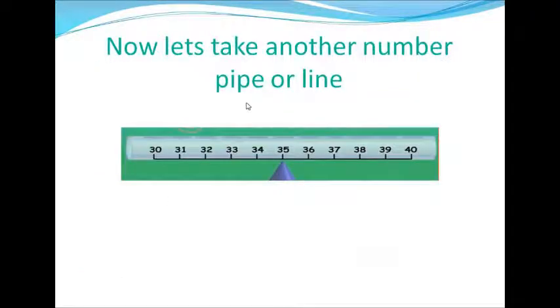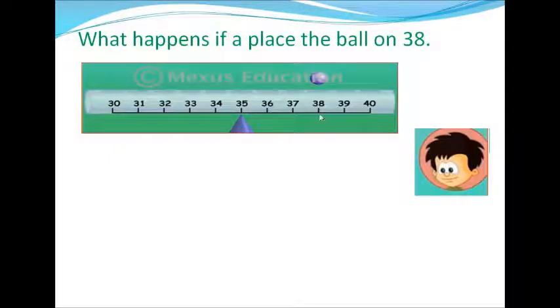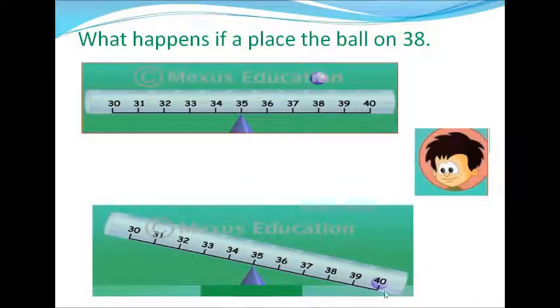Now, let's take another pipe or a line that is starting from 30 and ending at 40. Now, let's place a ball on one of these numbers. Let's place it on 38. When I place a ball on 38, 38 is very near to 40 and it is very far away from 30. So the ball which will be placed on 38 will roll down to 40. Yes, you can see that. So 38, when rounded to the nearest 10 place, will round off to 40.